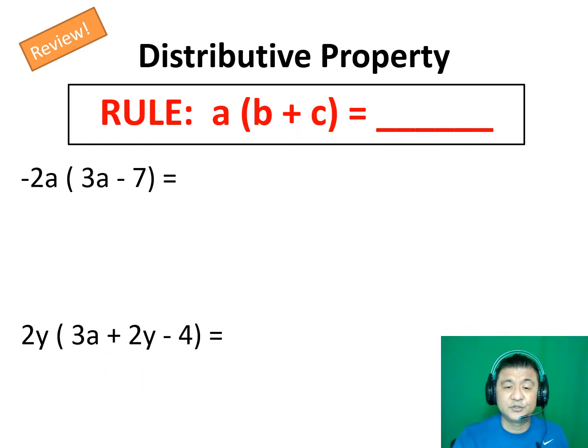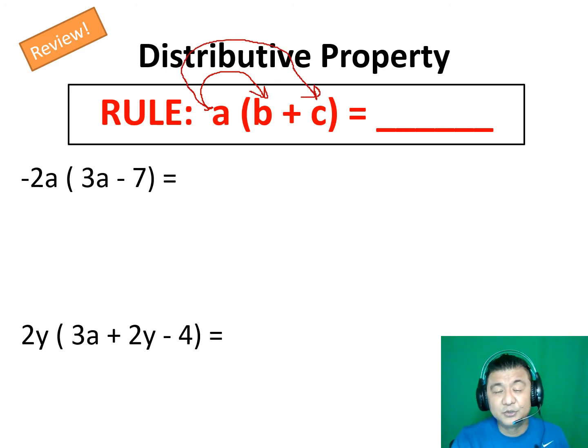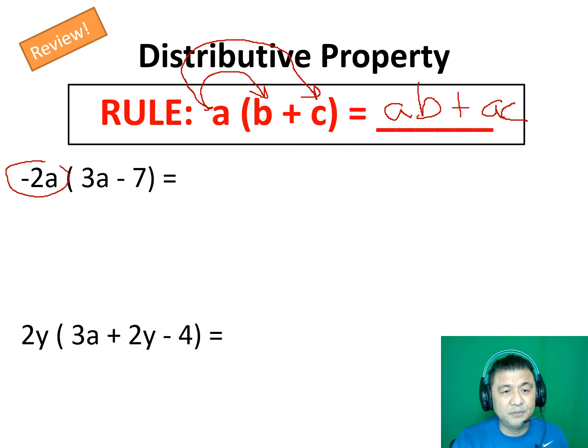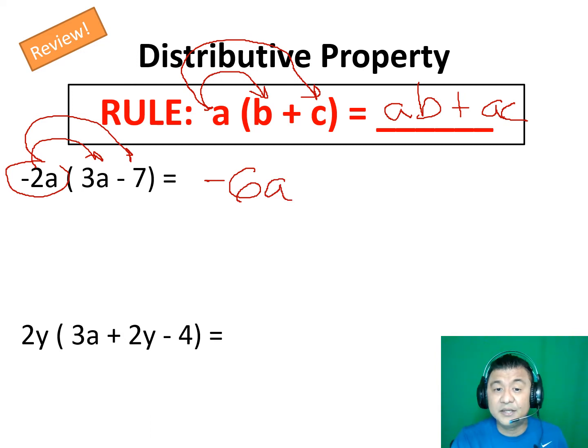Now, we also learned distributive property. What did we learn about distributive property? This a outside the parenthesis is multiplied to each of the terms. So a times b plus a times c. And let's recall again, this will be multiplied to both. So mentally, let's do that. Negative 2 times 3 is negative 6a. But there's another a. a times a is a squared. Okay, negative and negative, positive. Positive 7 times 2 is 14a. You cannot combine like terms anymore.